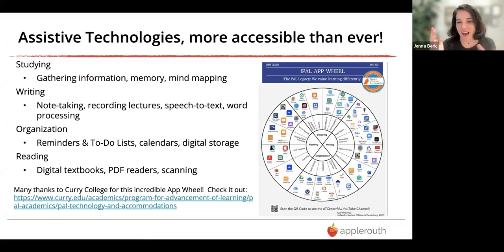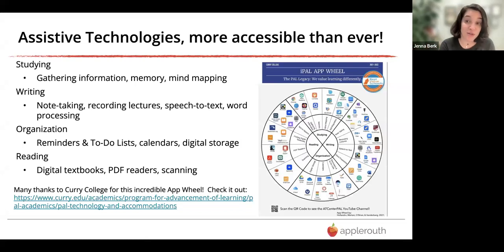So they get really, really specific, which is kind of great. You can go, okay, for writing, I need to record my lecture. Oh, great. Here's like 6 different apps that will help me do that. So specifically for studying, there's the gathering information, working on your memory, mind mapping. For writing, you might need help with note-taking, recording lectures, speech to text, word processing. Organization, so many reminders and to-do list apps, so many. Calendars, I live on my digital calendar. I got to carry it with me everywhere I go. If it's not on my digital calendar, it is not going to work.